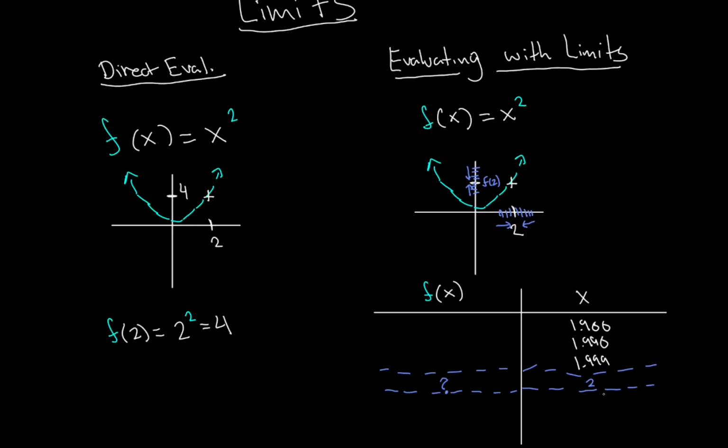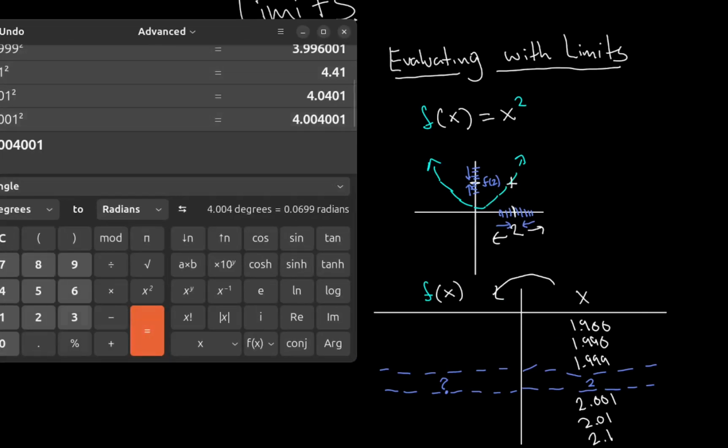And then on the other side, when we're considering values greater than 2, we're thinking 2.001, 2.01, and 2.1, right? So now we're going to see, given these values around 2 for x, what do those values look like for f of x? We'll start from the top.